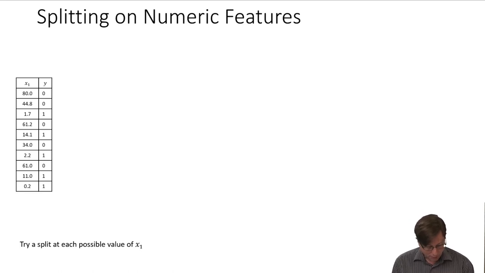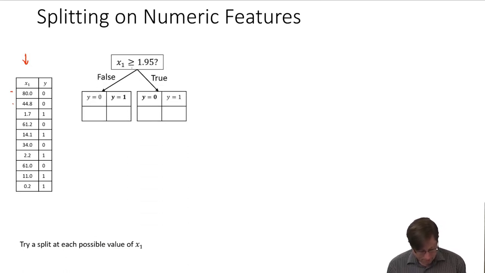So if this is our training data, we have the X's and the Y's, we could try a split at each possible value of the X. We could say, is it greater than 80? Is it greater than 44? We could try whatever we want to do. So let's say we try if X1 is greater than 1.95, plucked a number out at random.